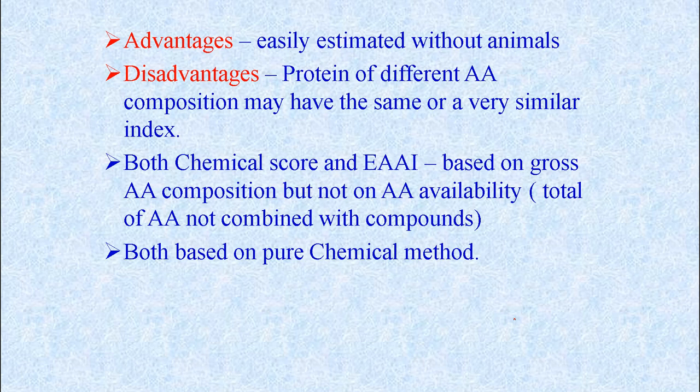Why? Because it is based on the gross amino acid composition, but not on amino acid availability. Hence, the total amino acids cannot be combined with those of the other compounds. So this is based on chemical methods, and all of these are used in the pure chemical method.